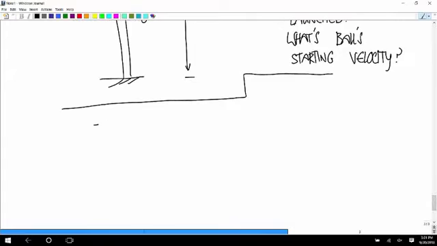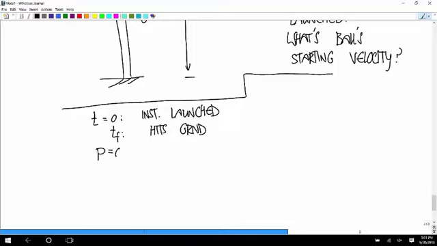Okay, so time equals 0 is going to be the instant it's launched. Time final is when it hits the ground. I'm making these 4 choices about how to orient everything. Position equals 0, I'm going to put on the ground. Positive direction up.